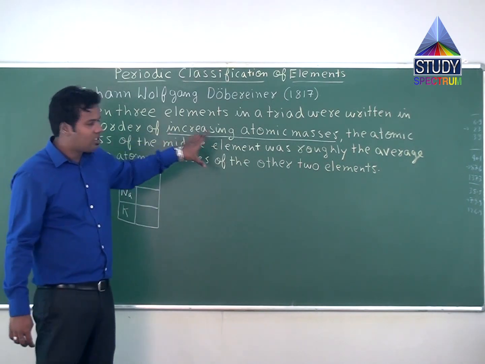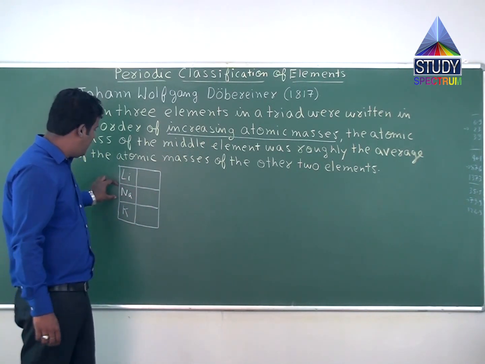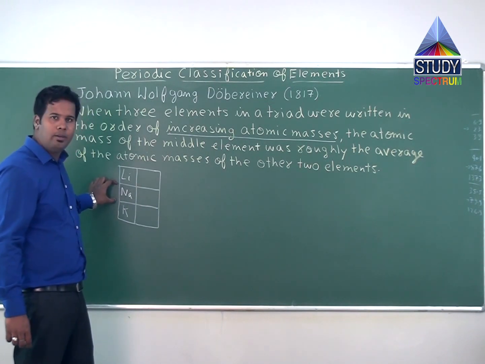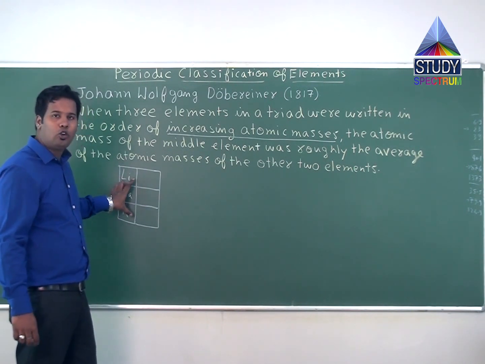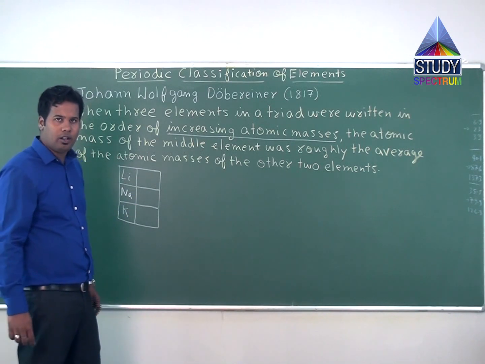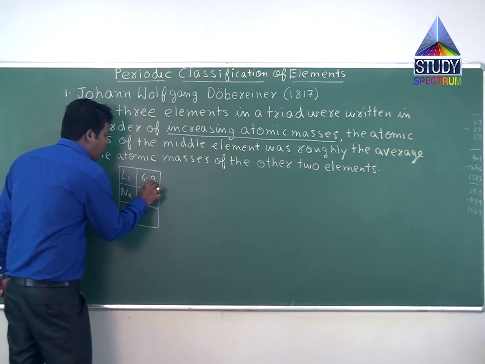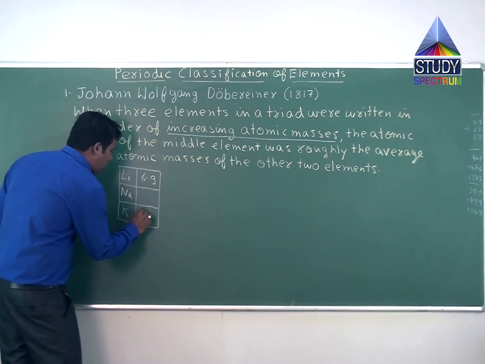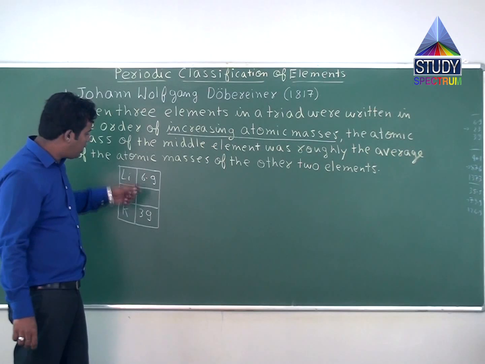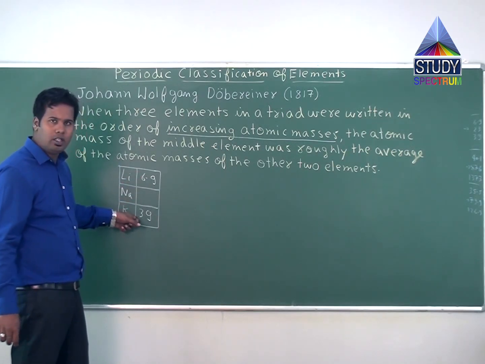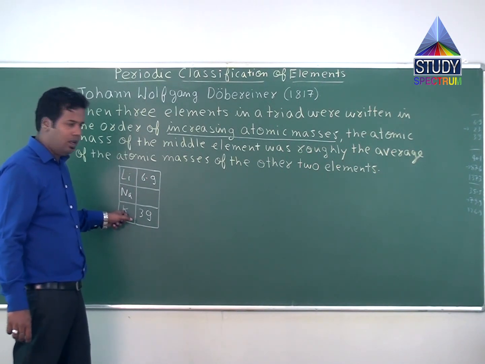Let us see how this statement justifies the atomic masses of these three elements, whether the atomic mass of the middle element, that is sodium, the middle element of the first triad, turns out to be the average of the other two elements or not. Now, the atomic mass of lithium was 6.9, the atomic mass of potassium is 39. Now, like the statement says, if you try to calculate the average of these two numbers, the atomic masses of the first and third element of this triad, let us see what it turns out to be.